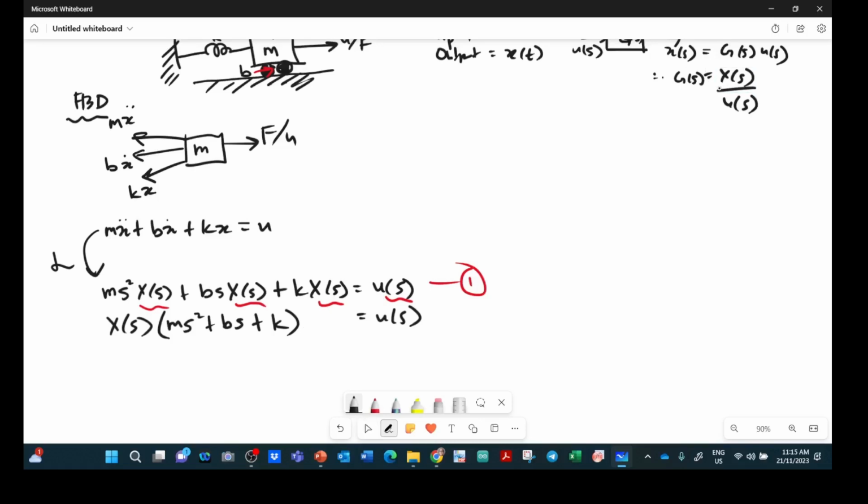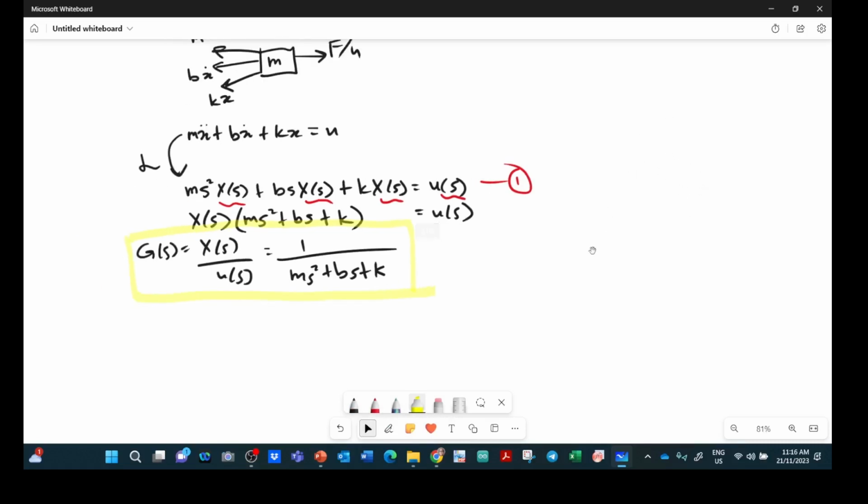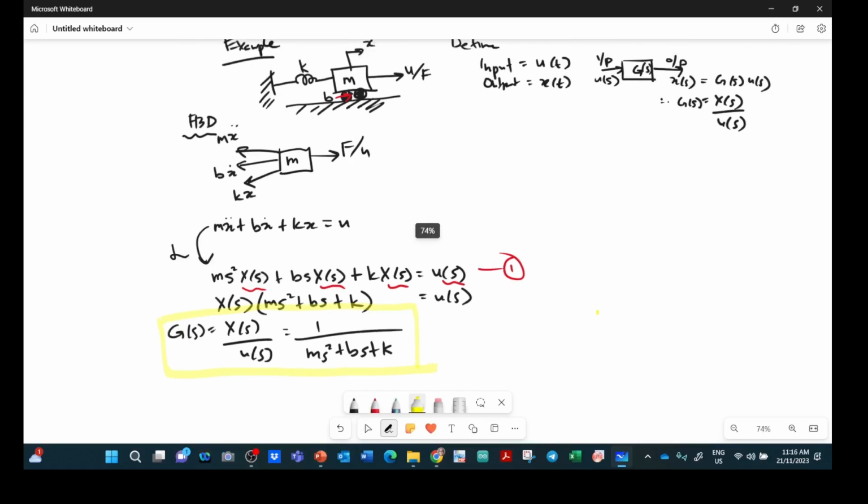Then we can already write out the transfer function. Just now the transfer function was G(s), X over U. So G(s) is equivalent to X(s) over U(s), so you have 1 over ms squared plus bs plus k. Then you get the transfer function. This is the transfer function of the system in Laplace, in the frequency domain. Okay, so why am I talking about this equation actually?